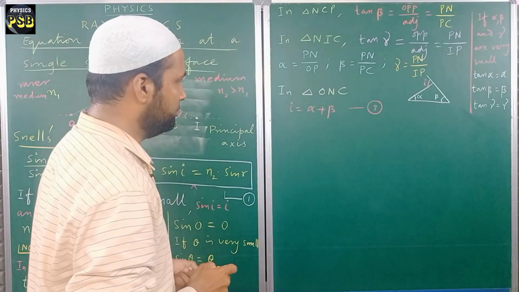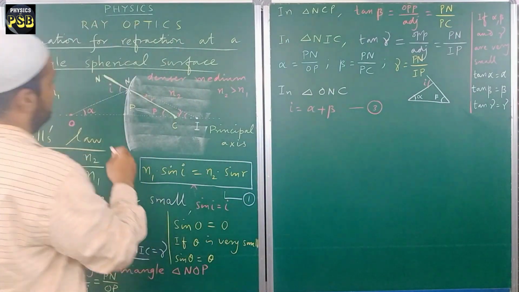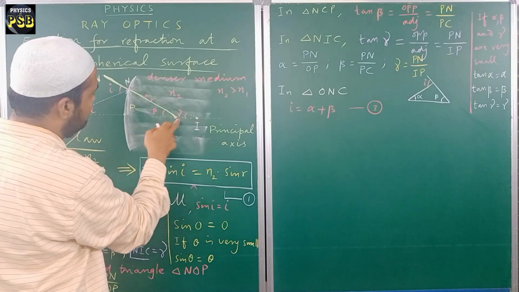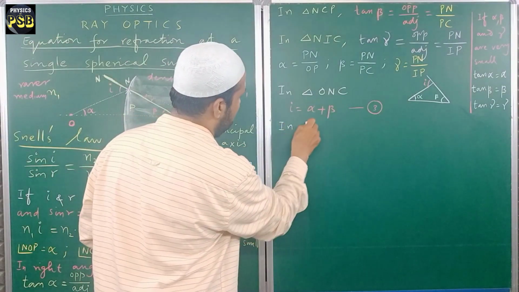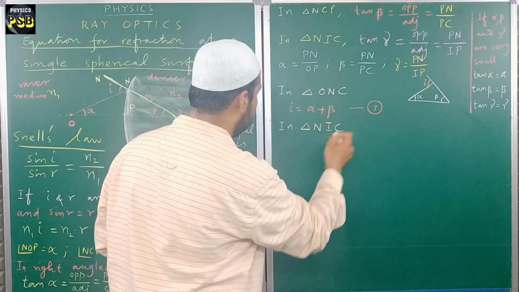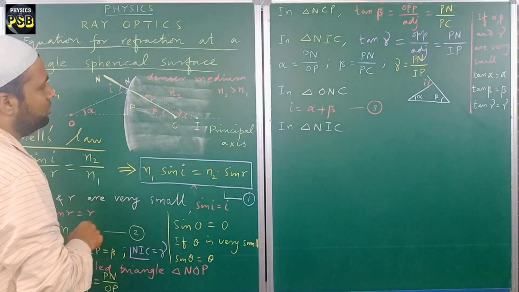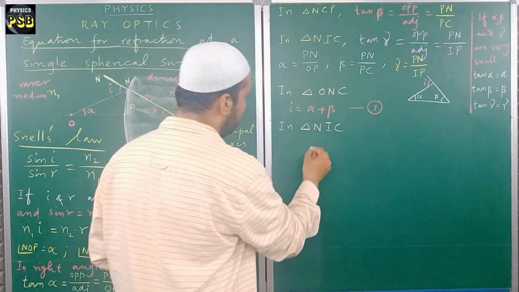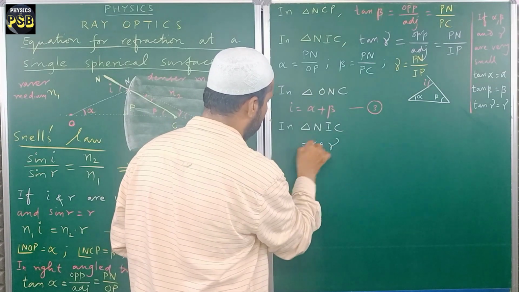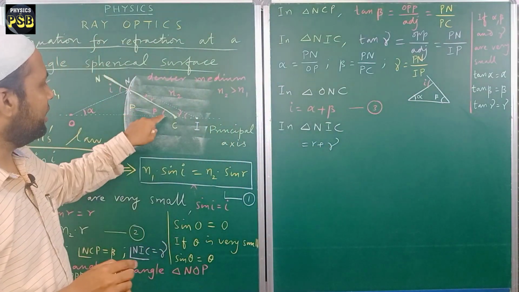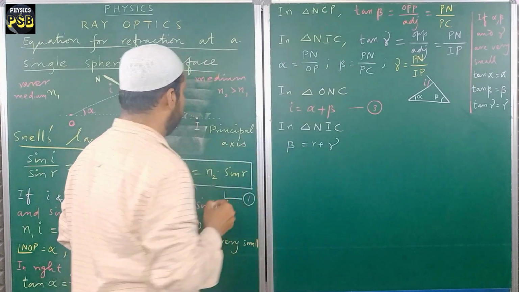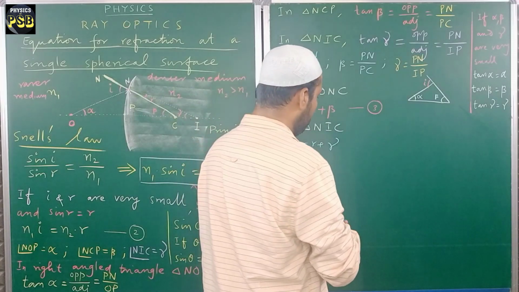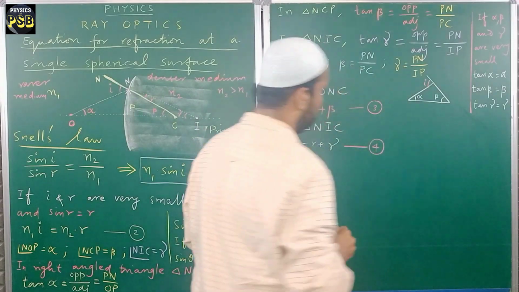Okay. The next I take this triangle NIC. Triangle NIC. You see what I get? Here I have got two angles, R and gamma. So if you add R with gamma, you get the angle beta. Here when these two are added, we get beta. This is taken as equation number 4. We have got two equations now.